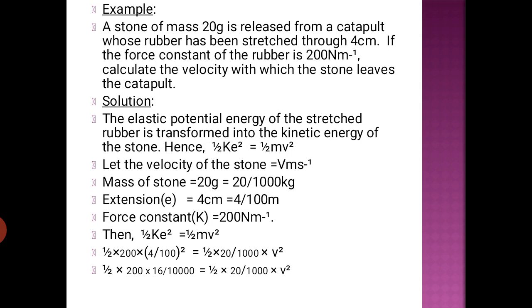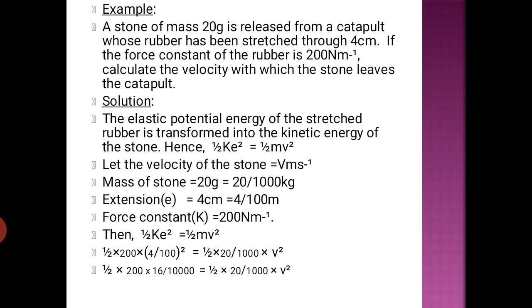That is to say, we will equate the formula for elastic potential energy to the kinetic energy of the stone. Hence, we will have half ke squared equals half mv squared. We have equated the two formulas, the potential energy and the kinetic energy.